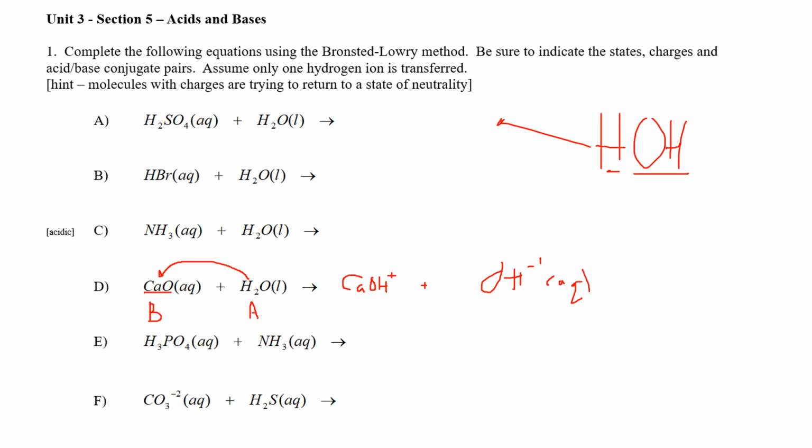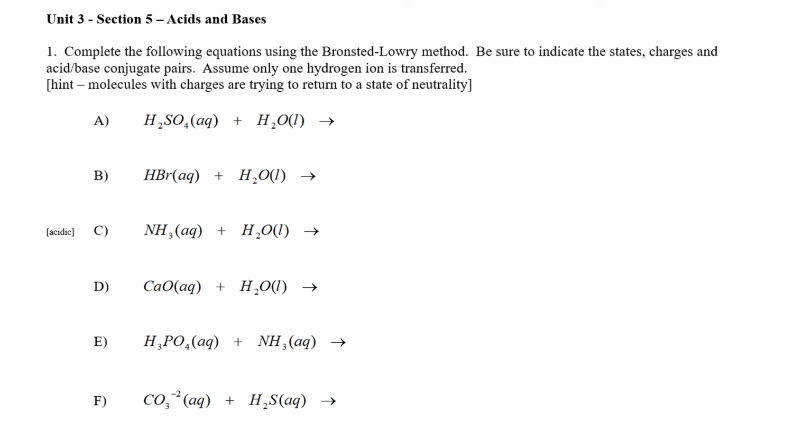aqueous. In terms of our pairs, let's see, these two are pairing up. This is an acid. This is going to be our conjugate base. Maybe that's not surprising because this is the basic molecule. It's a conjugate base. And this is a conjugate acid. I already mentioned E earlier. You should be able to figure that one out.